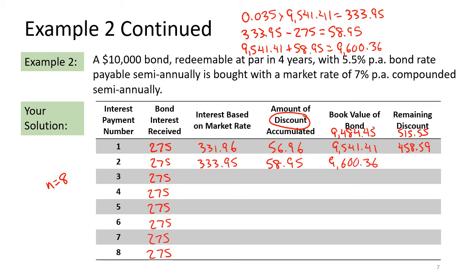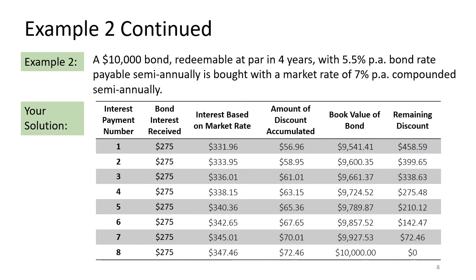Okay? Your last is your remaining discount, which is simply $458.59 minus the discount you've accumulated, $58.95. Okay? And if you do that, you get $399.64. Okay? So you can keep going, okay? And if you were to keep going, this would be what your full bond schedule would look like.